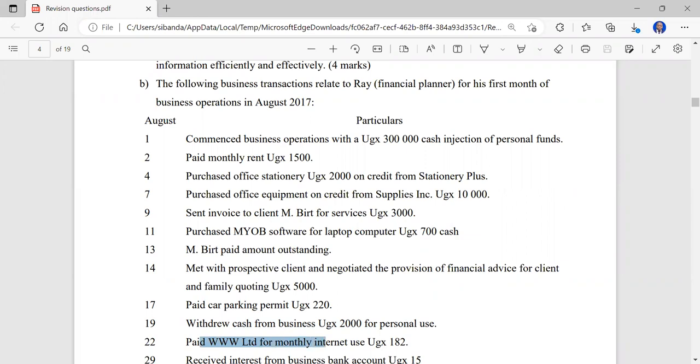Then we have this other transaction of paid WWW Limited for monthly internet use of 182. In this case, there's an expense of monthly internet. So I'll debit internet expense with 182 and I'll credit my cash with 182 since I have paid for those fees.